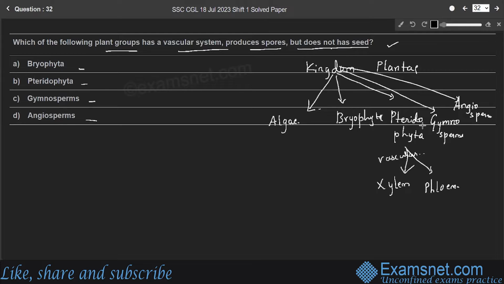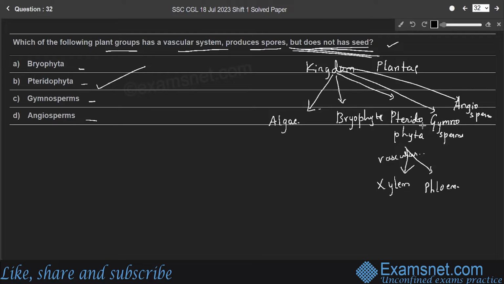The main plant body is the sporophyte and it produces spores. The spores germinate to form megaspores and microspores. The plant does not produce seeds. Therefore, for the question, the group that does not have seeds, option B is the right answer.